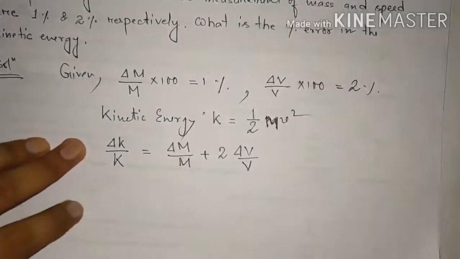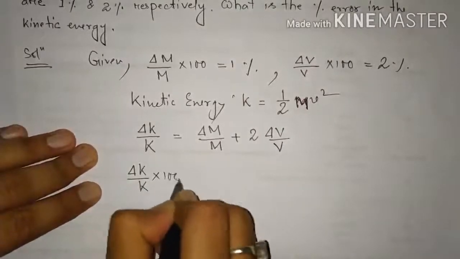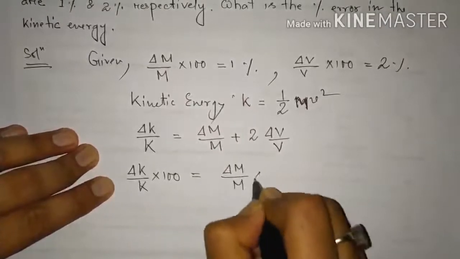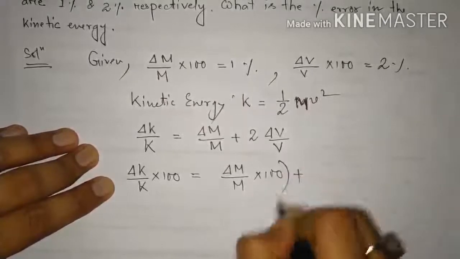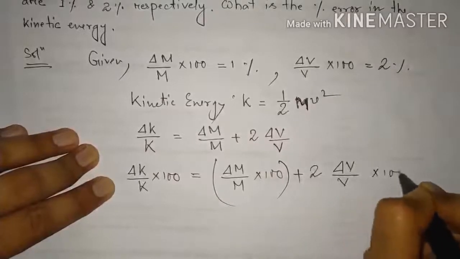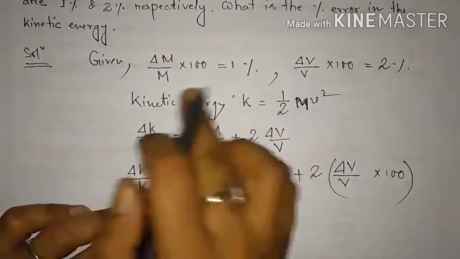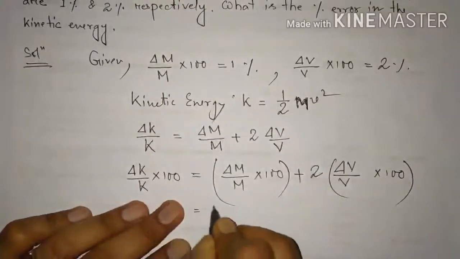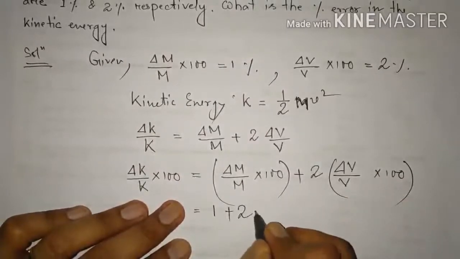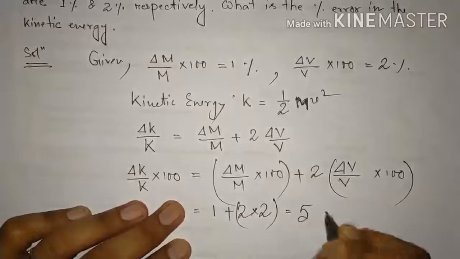So percentage error in the measurement of kinetic energy, that means delta K by K into 100, will be equal to delta m by m into 100 plus 2 into delta V by V into 100. Now as per the given condition, delta m by m into 100 is given to be 1%. So this is 1 plus 2 into delta V by V into 100, which is 2. That means 2 multiplied by 2. So this equals 5%.